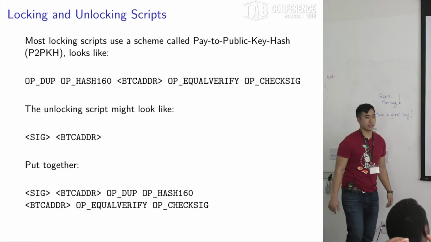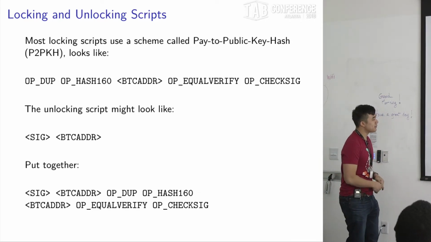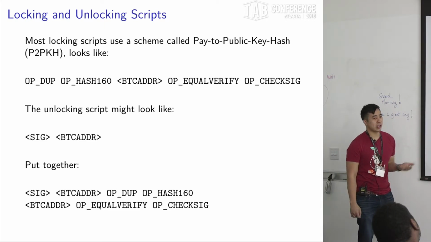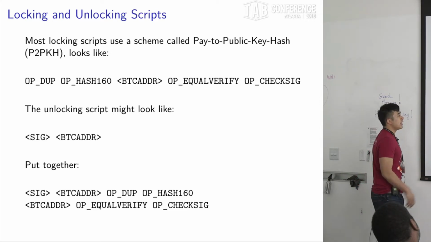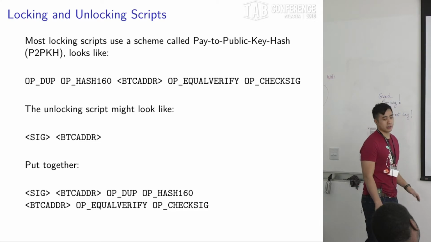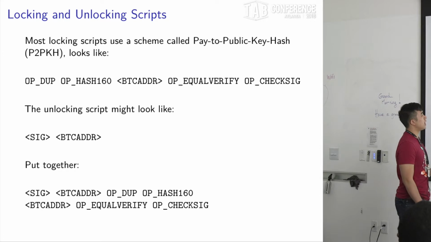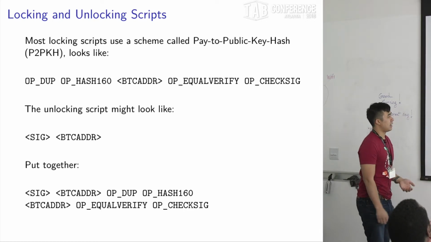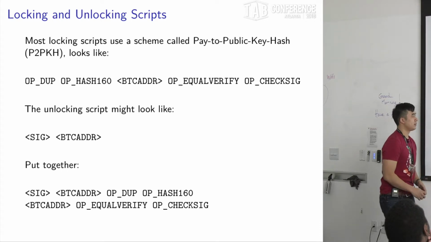So back to the locking and unlocking scripts. This is what it looks like. It's interesting because if you are familiar with functional programming, then it kind of looks like partial function application. So this is a P2PKH, which you'll see a lot if you start to dig more into Bitcoin. Essentially, we want to check the signature and also take a hash of something with the address and understand that it's equal and verified.